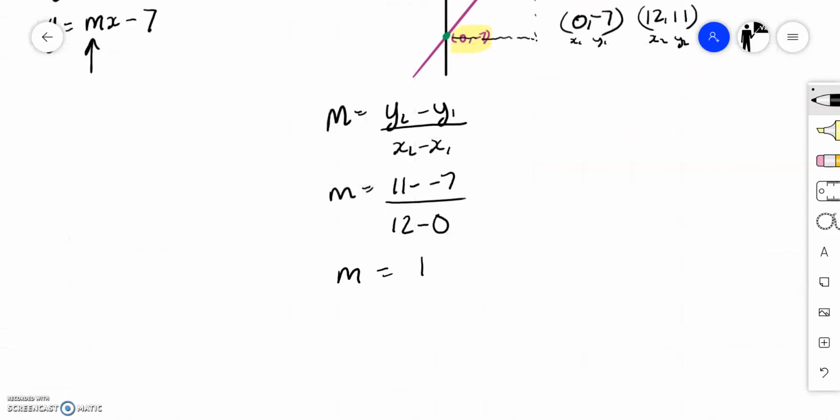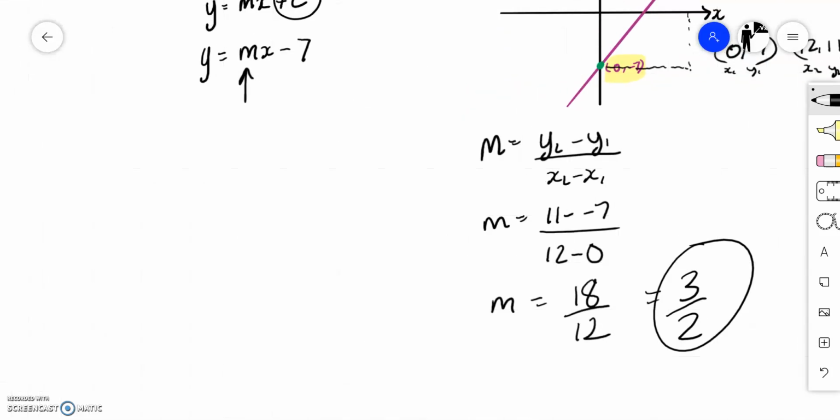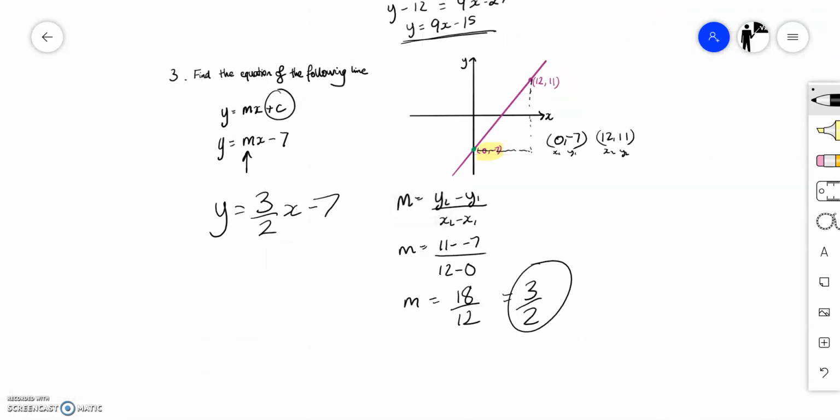So we're going to get 18 over 12, which can both be divided by 6, and that's going to give us 3 over 2. Now that we know our gradient, we can just go straight ahead and substitute it in place of m here. So the equation of this line is y equals 3 over 2 x minus 7. You would have got the exact same answer if you used y minus b equals m bracket x minus a. It's just that in this problem we could use the shortcut because we were specifically given the y-intercept. Hopefully that was helpful. Thanks very much.